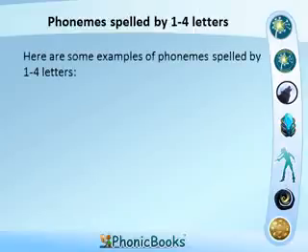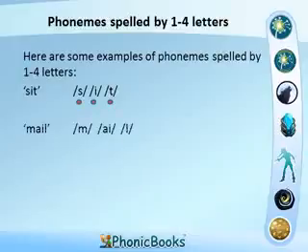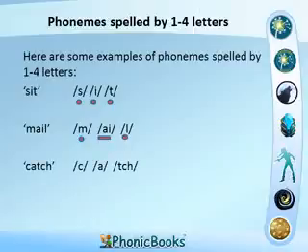Phonemes spelled by 1 to 4 letters. Here are some examples of phonemes spelled by 1 to 4 letters. In the word sit, the phonemes are s, i, t. Each phoneme is spelled by one letter. In the word male, the phonemes are m, ay, l. The phoneme ay is spelled by 2 letters.